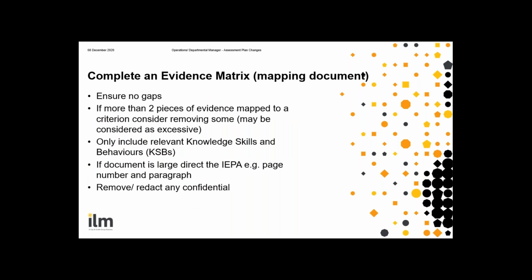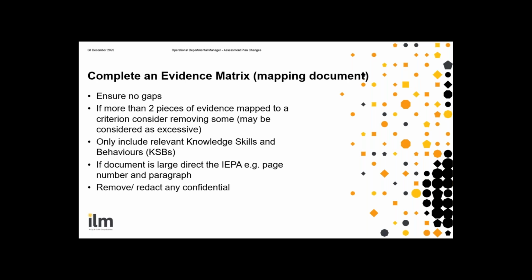So, some suggested ways forward. Use the evidence matrix, the mapping document. We do provide one, and that would be great if you use it. If you want to develop your own, as long as it's very clear how the evidence maps, then that's absolutely fine. But you need to make sure there are no gaps. Have you got a box on the matrix that's got nothing in it? That suggests very clearly that either you've forgotten to reference it, or that you haven't got it.